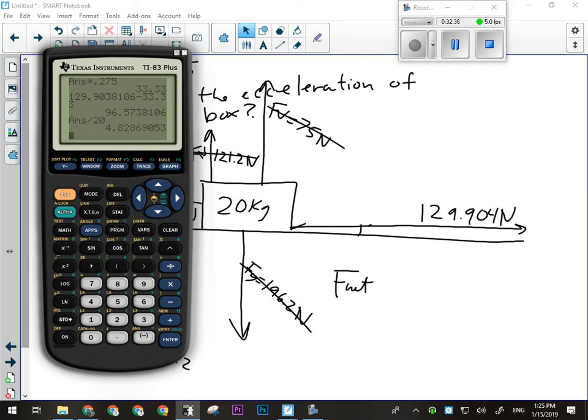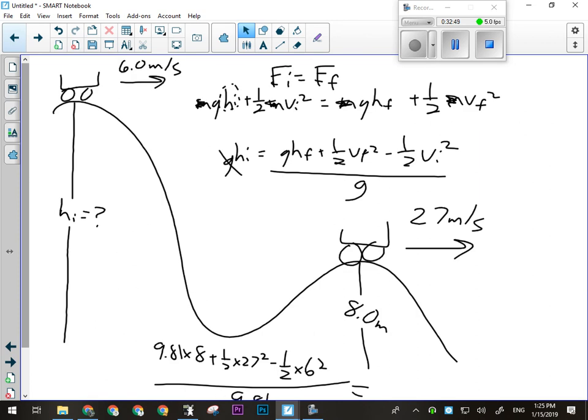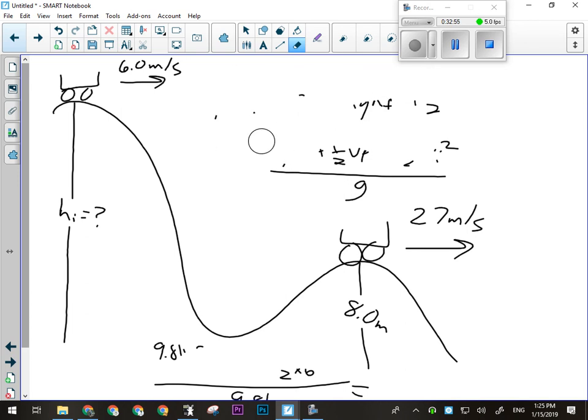All right, what else? You? A roller coaster question? Okay. I think I have one on here already. I do. Okay, so let's just do this.